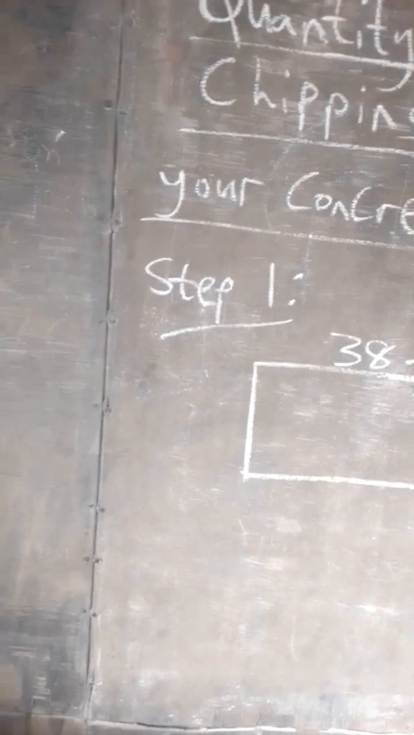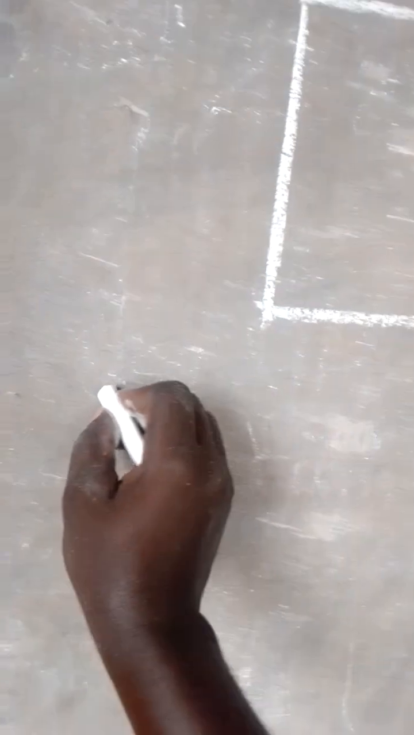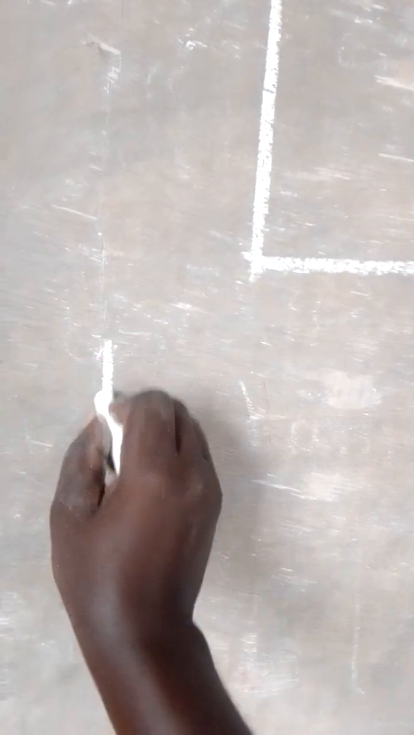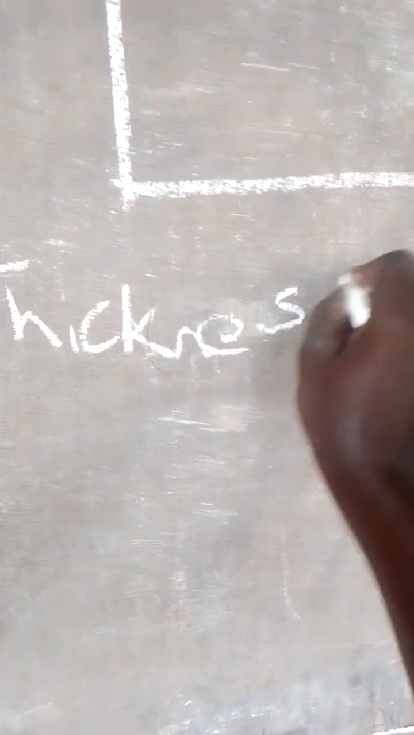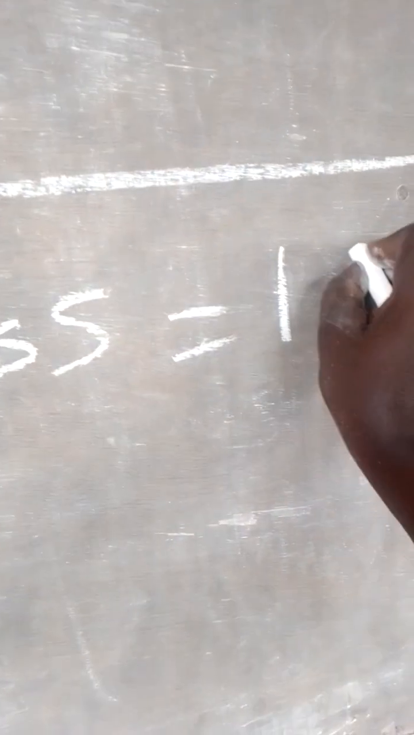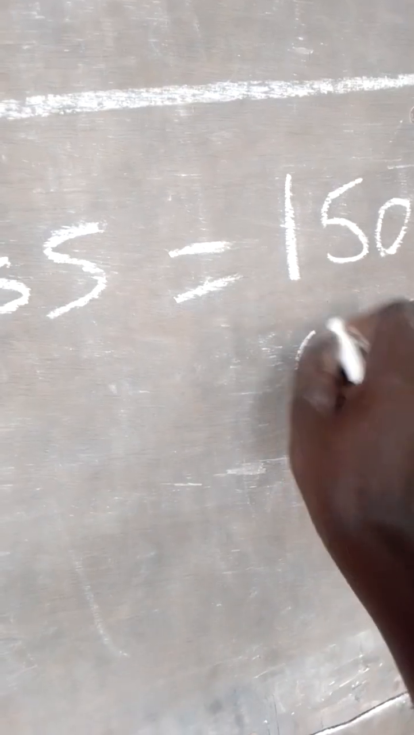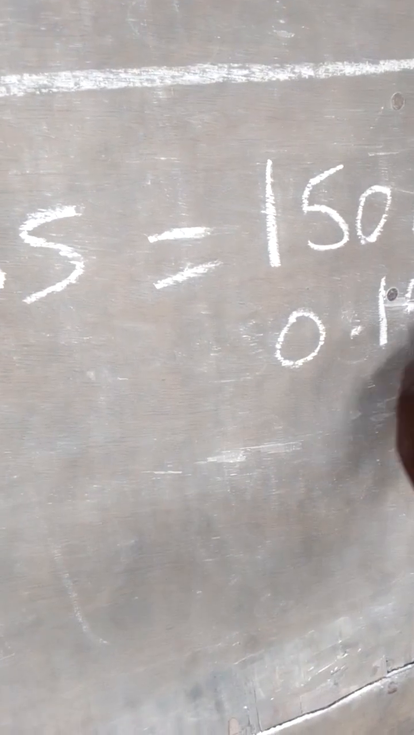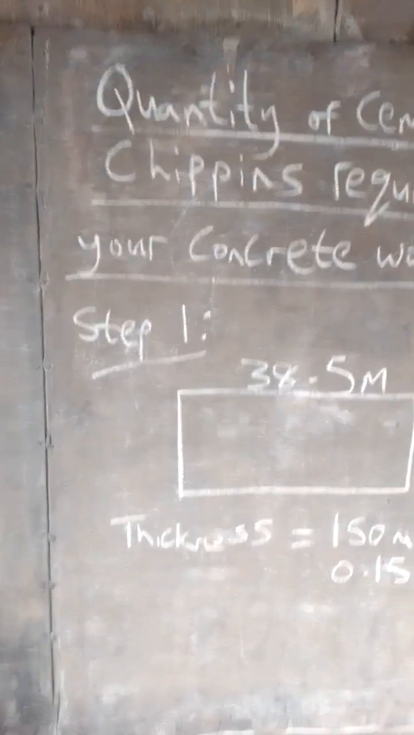Now, the thickness we are going to be casting is, let's say, only 150 millimeter, or we call it 0.15 meter. That is what we are going to do.